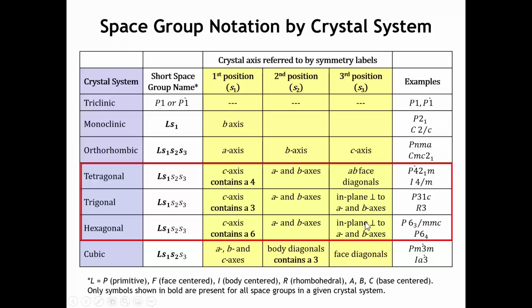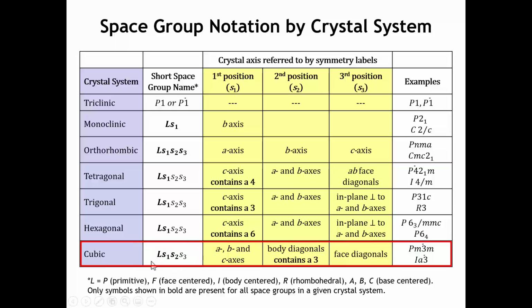And then the third position for the tetragonal, trigonal, and hexagonal space groups tells us about another direction that's not parallel or perpendicular to any of the axes necessarily. We'll see those later when we look at diagrams. And then finally, when we come to the cubic space groups, after the letter that gives us the lattice centering, in the first position we have the symmetry element that, for an axis, would be parallel to a, b, and c, or for a plane, a mirror or glide plane, it would be perpendicular to a, b, and c.